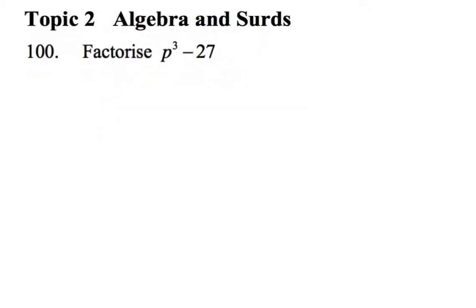You can also have this one, which ends up being the difference of two cubes. We could write 27 as 3 cubed. And when we can write it like that, that can fit into this arrangement. P minus 3 this time. That's just listing the two items, the P and the 3 in one bracket.